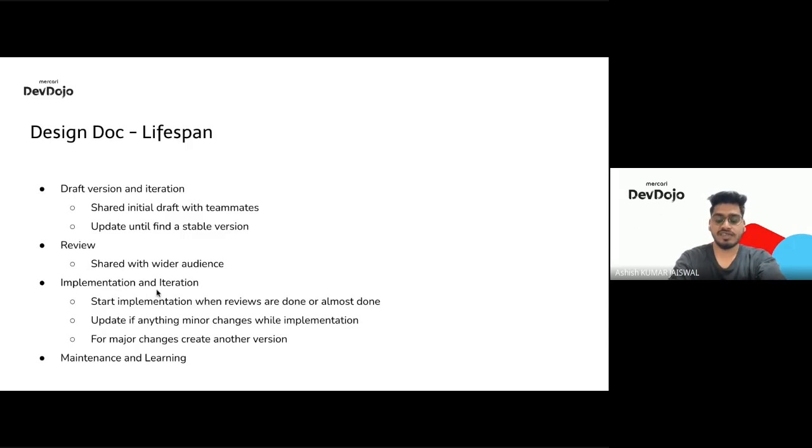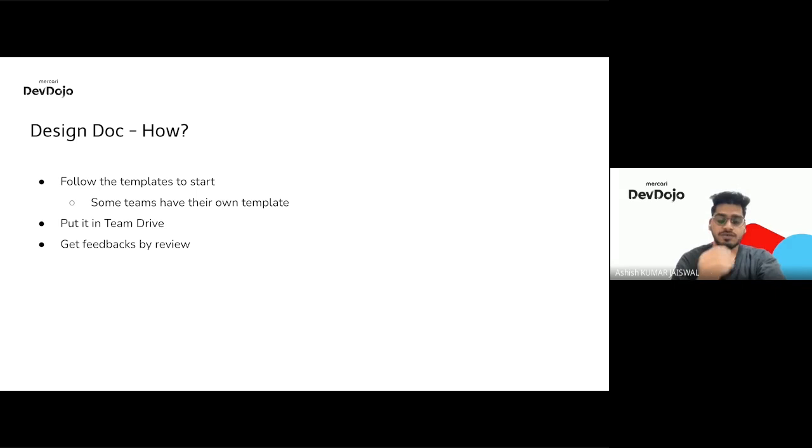And of course, the last point is maintenance and learning. Maintenance is, as I told, if any new thing has been introduced after the design doc has been approved, you can update it to keep it up to date. And learning is that your design doc can be referred to in future by people to understand that feature or project. Okay, let's move on to the next one.